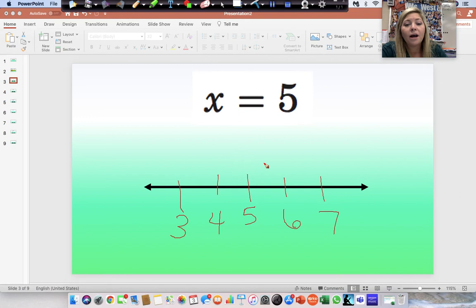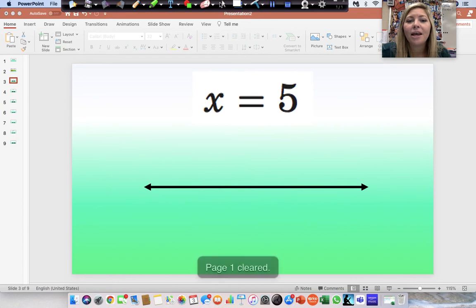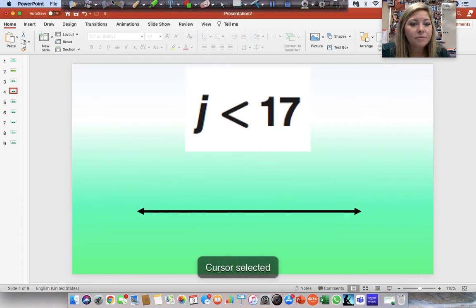Okay, so when we are graphing x is equal to 5, we are going to put a dot on 5. We are coloring it all the way in because x is equal to 5. That is what it is equal to. So I am putting a whole dot on 5 because x is equal to 5. Good? Okay.